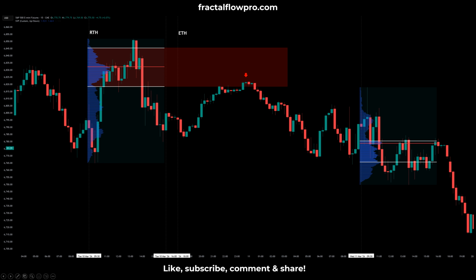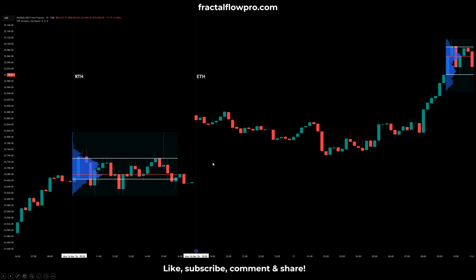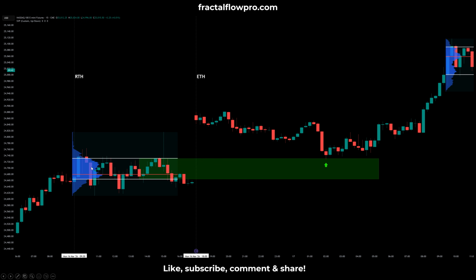Here we have another example, but now using a broad value area of 70% in Nasdaq to find a demand zone. The zone also pointed to a main reversal point in the overnight session.